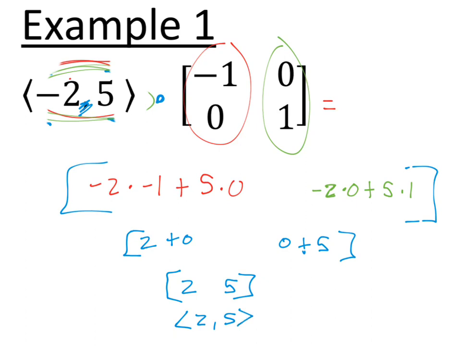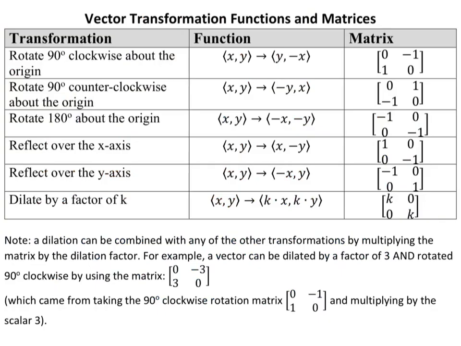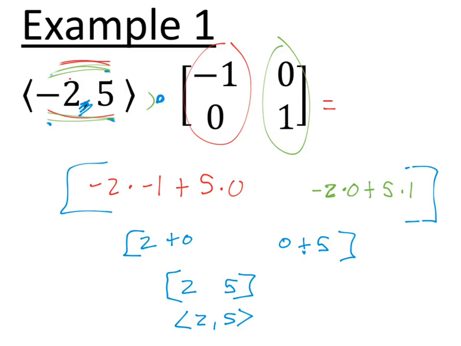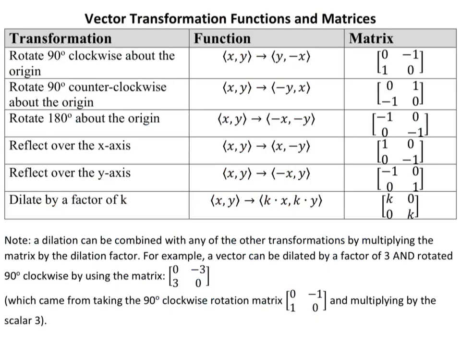Well, we have changed this vector by multiplying by this matrix in a very specific way. It looks like -2 became +2, and then 5 stayed 5. So look at your little note paper and figure out which transformation keeps the numbers in the same order. We still have 2, 5, and 2, 5, but it changed the sign on the x. So look through here, let's see, which one just changes the sign on the x.